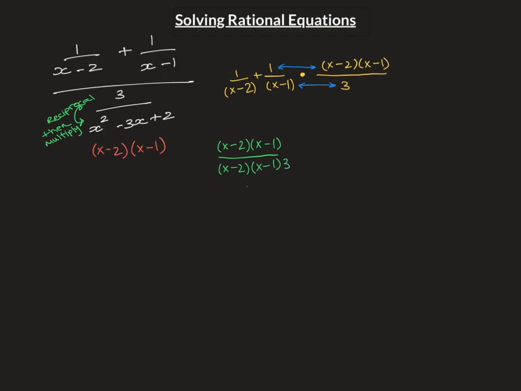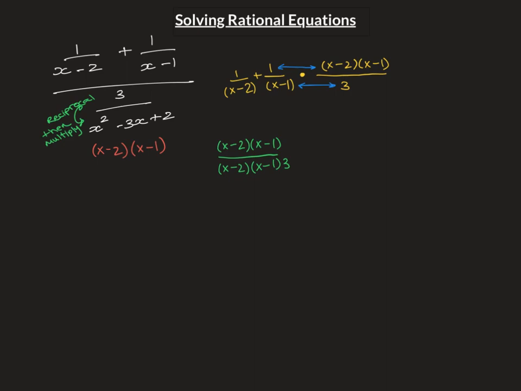Now the reason that we got rid of the 1's is because it doesn't make any difference if we add the 1's there or not, but the 3 does have to be multiplied across. So our new equation is now x minus 2 times x minus 1 over x minus 2 times x minus 1 times 3. Now what would be our next step?